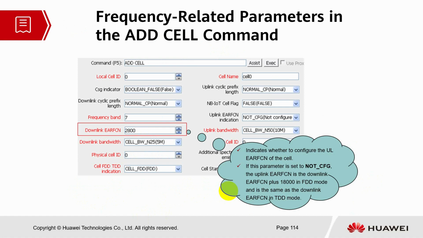So let's look into the command. From the add cell parameter, the earlier calculation is related to this value. For example, if you are using band 7, the range allowed is 2800. If the parameter is not configured, the FCN downlink plus 1800 in the FDD mode will be the same as the downlink in the TDD mode. This is in the case that it is not configured.